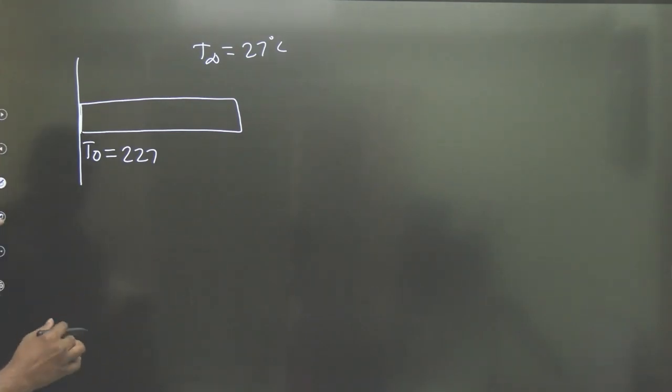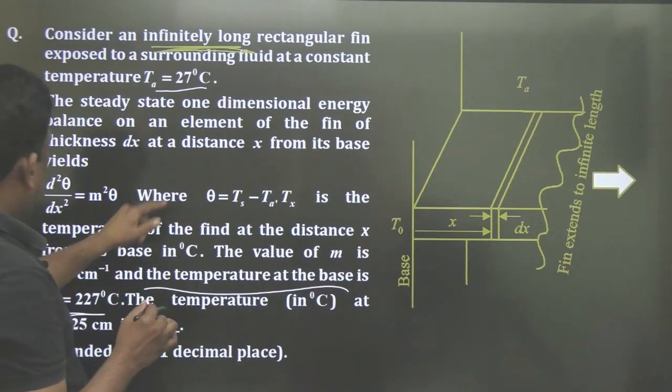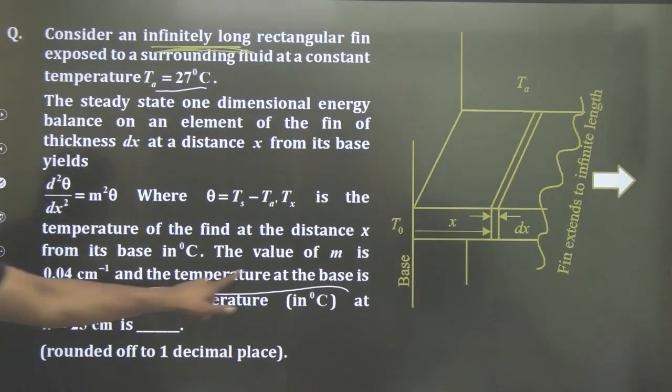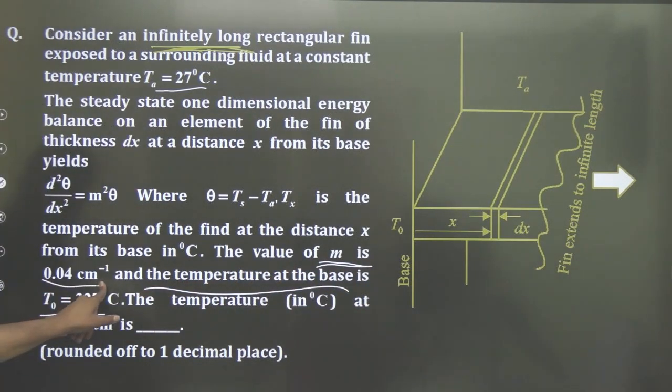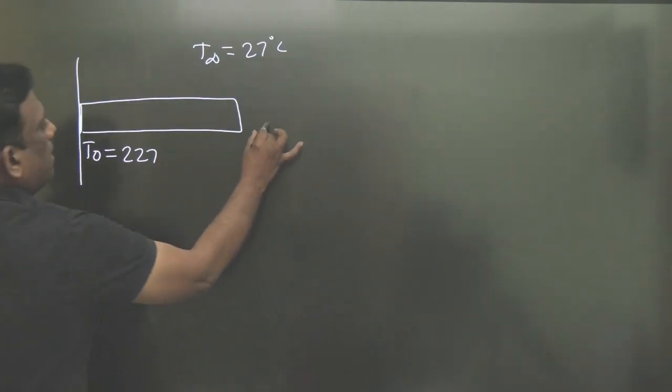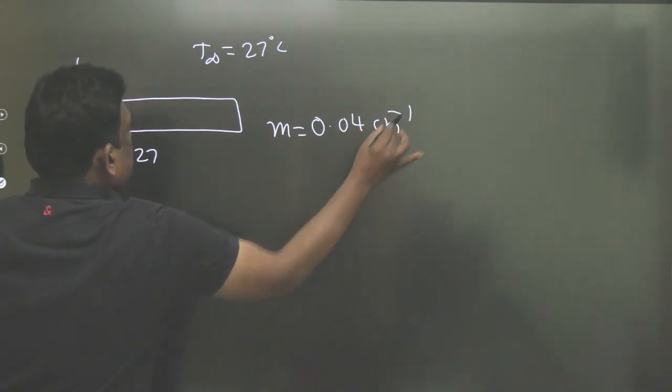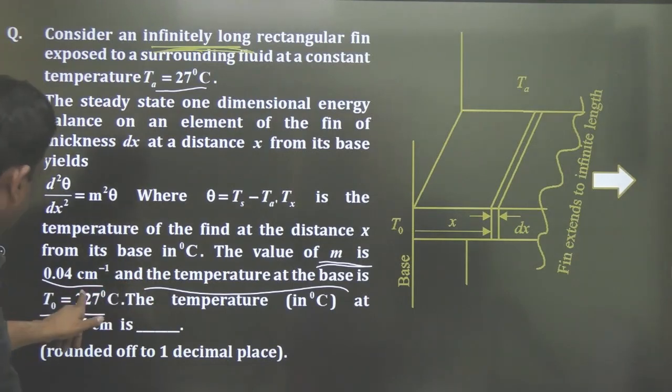Okay. Now what is he saying? And I think the M value is also given. Somewhere M is given. Yes, the value of M is 0.04 per centimeter. Listen, it is given per centimeter.